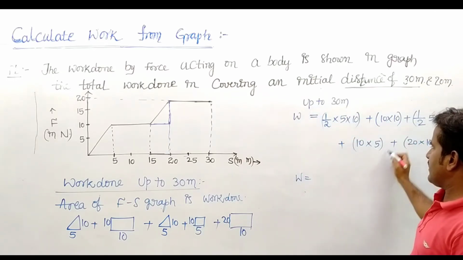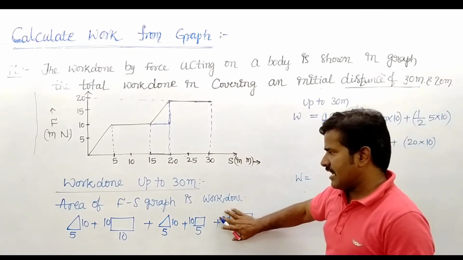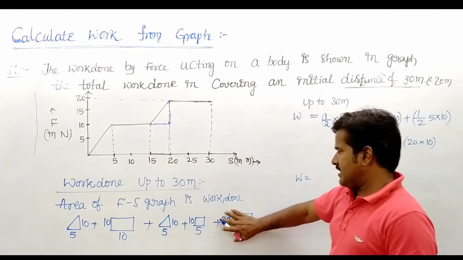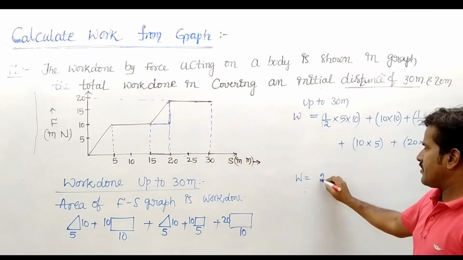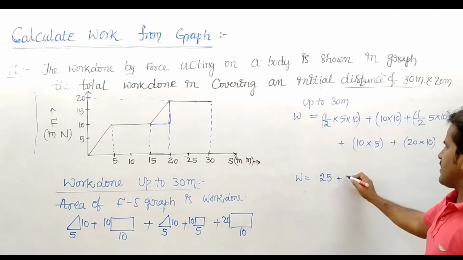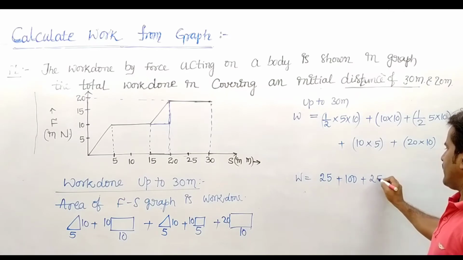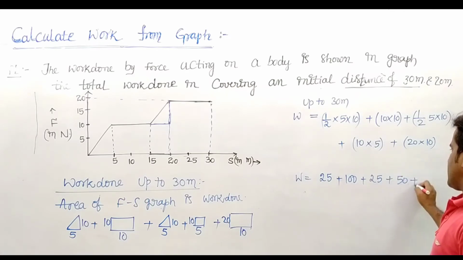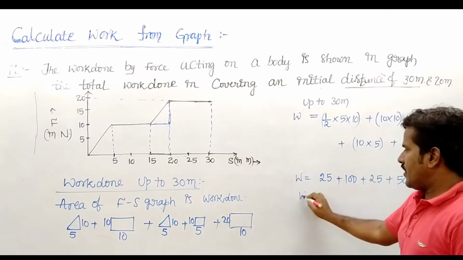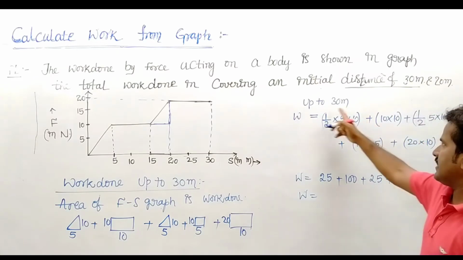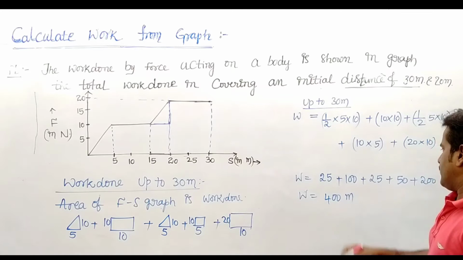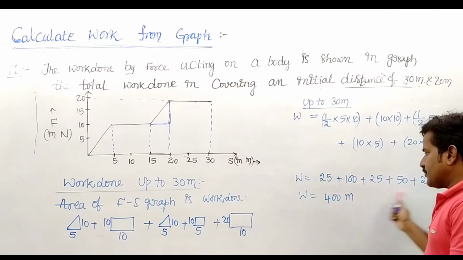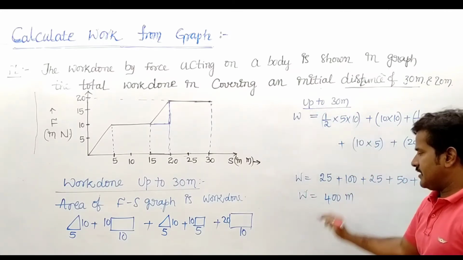Up to 20 meters this part is not present. Up to 30 meters we want. This value is 25 plus 100, plus 25, plus 50, plus 200. The total work done up to 30 meters becomes 400, up to the 30 meter distance.